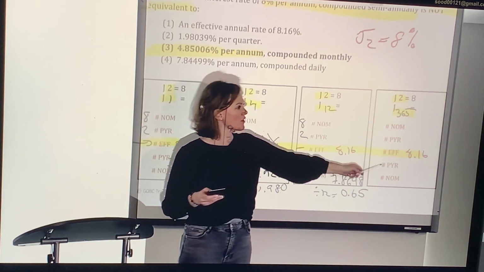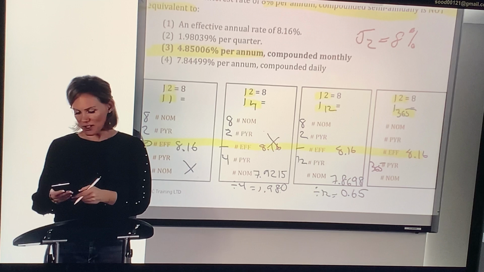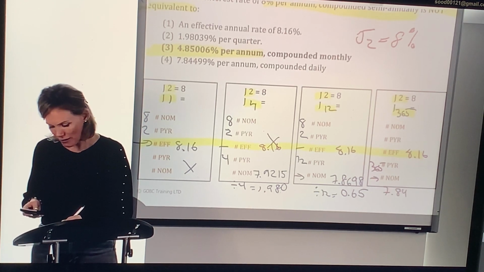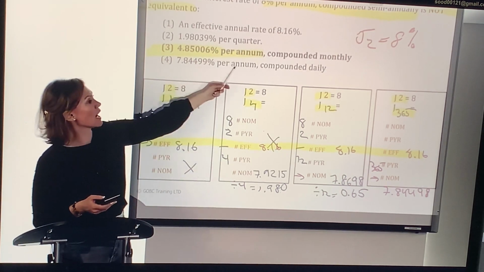So I just press shift effective and now I want to go to 365. So I'll put that 365 as a new PYR. So 365 shift PYR shift norm. And my norm came up to 7.84498, blah, blah, blah. And what do they want? 7.84 per annum. So that's perfect. It matches it.